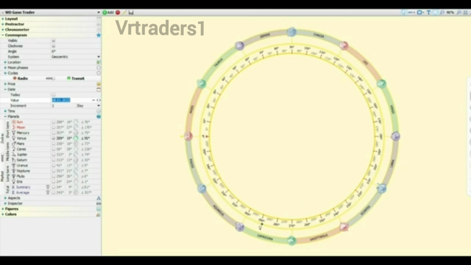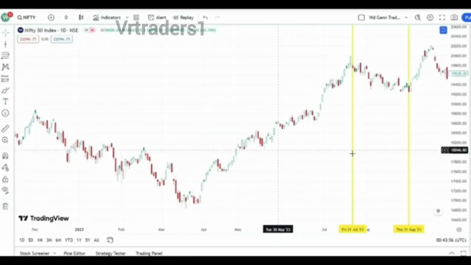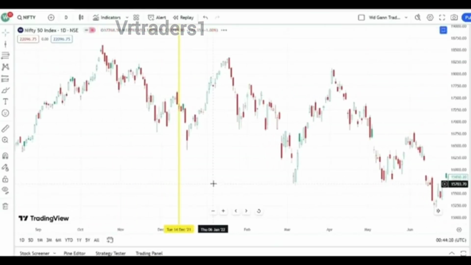Let's mark it on the Nifty chart. So here is the date. You can see that it was in upward direction for the last 4 to 5 days, and exactly from this date, 13 December 2021, it started the downward movement. It fell from 17359 to 16518. So we can see there was a good reversal.